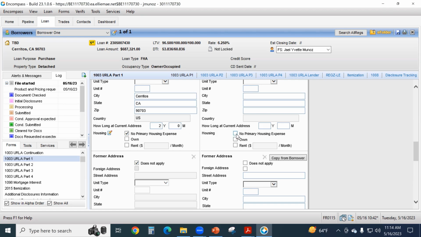Because again, with no primary housing expense, it affects everything from payment shock to affordability, especially if they're buying a multi-unit property. If they've had no primary housing expense and no history of paying rent, we cannot give them income that's generated from that income producing property. So keep that in mind as well when completing this.